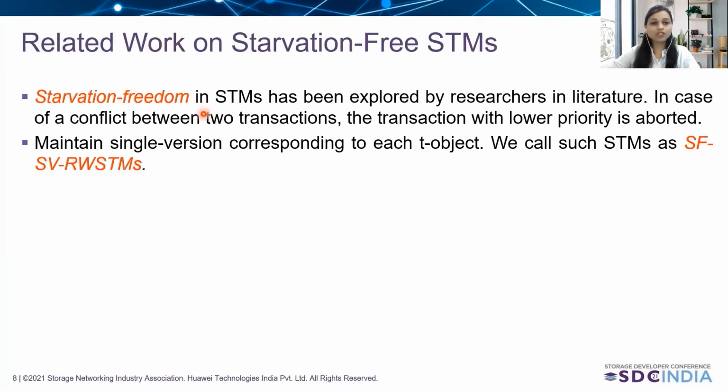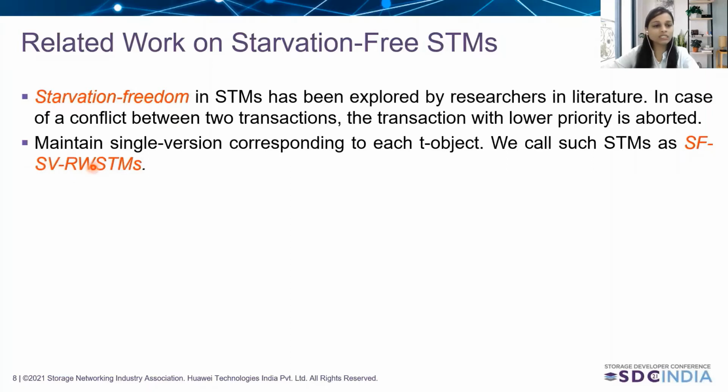So, starvation freedom in STM has been explored by a couple of researchers in the literature. In the case of conflict between two transactions, the transaction with the lowest priority is aborted. And it maintains a single version corresponding to each T object. So that's why we are calling it SFSV-RW STM.